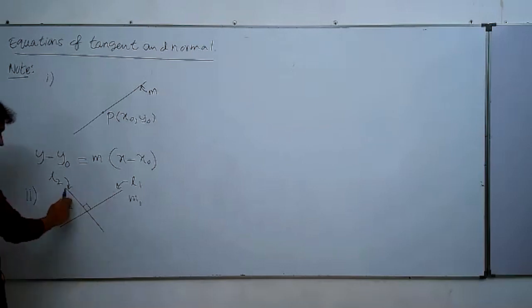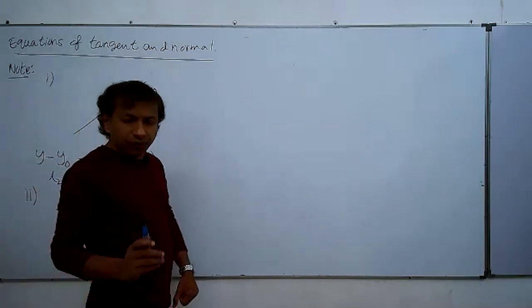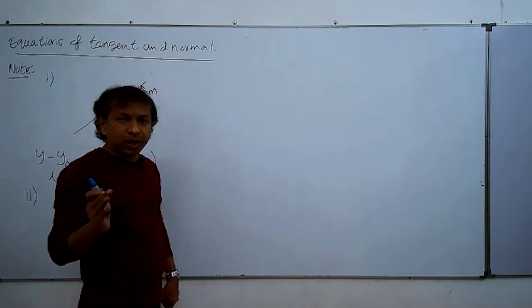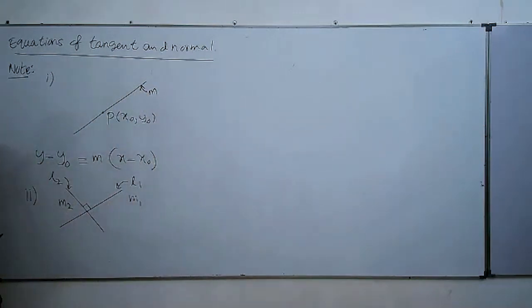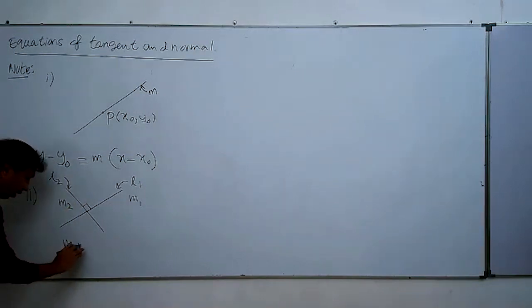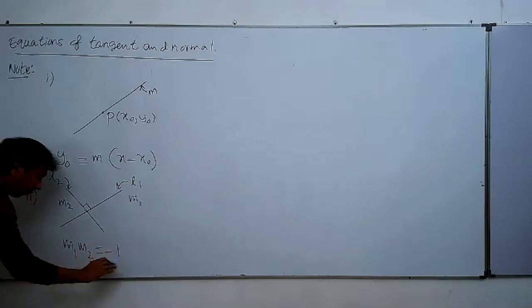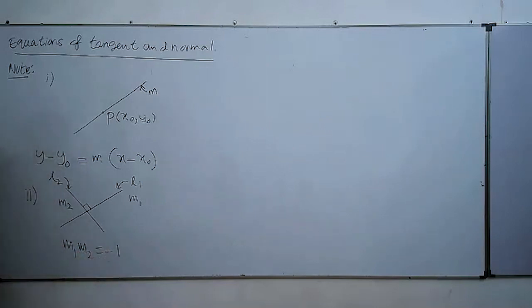When these two lines L1 and L2 are perpendicular to each other, we can prove the product of the gradients of these lines, M1 multiplied by M2, is equal to minus 1, right? M1 multiplied by M2 is equal to minus 1. We prove this one in the straight line lesson. Until then, to work out some questions, we'll use this directly without proof.